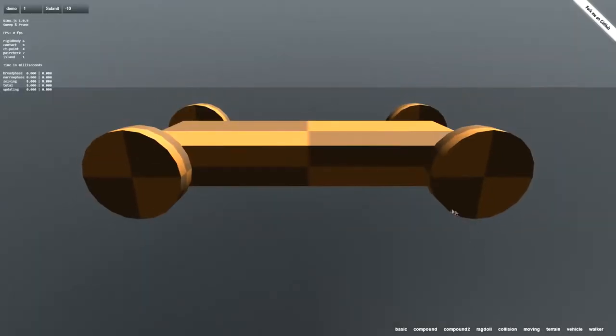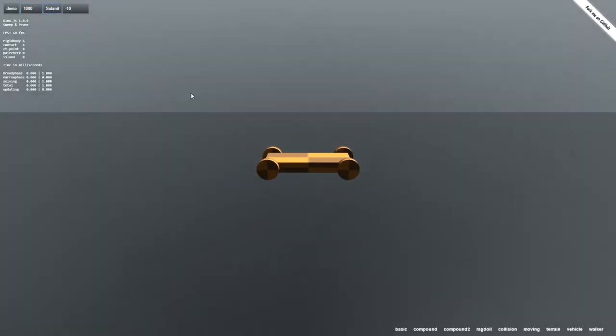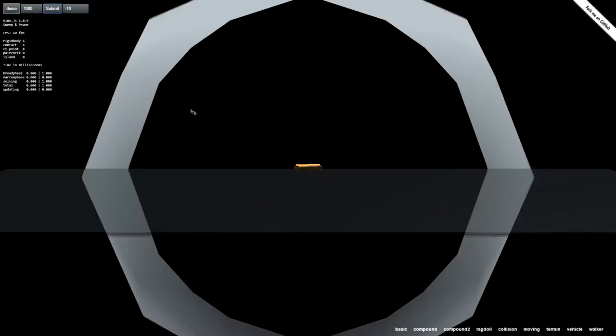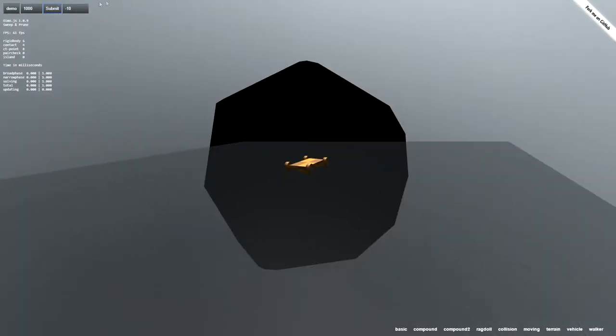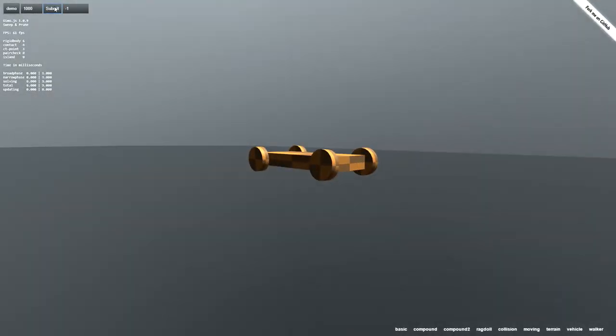Now the one I don't understand. Vehicle. I don't know what this does. Let's see. I can move that up to 1,000. Doesn't do anything. I can just move that to 0 and... nothing happens. There's no sort of controls to move it.